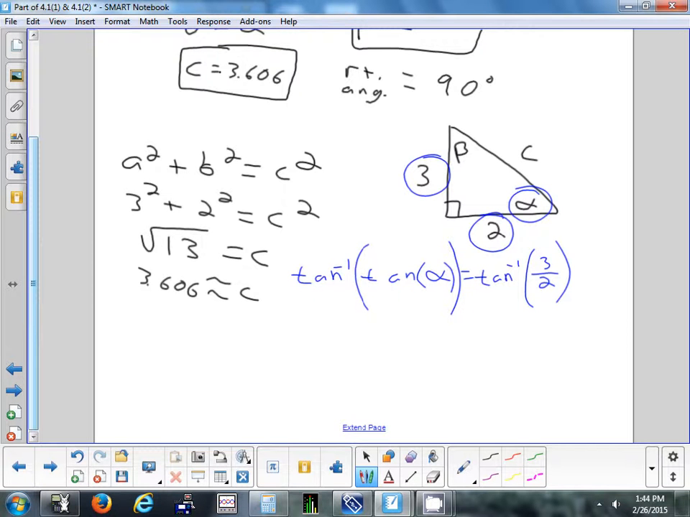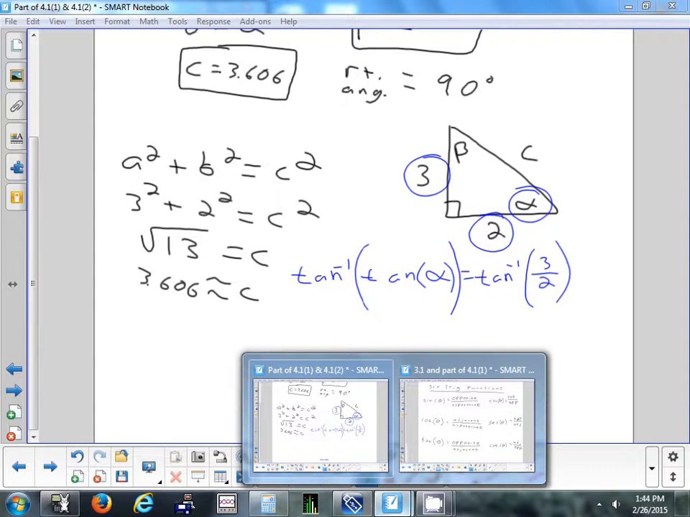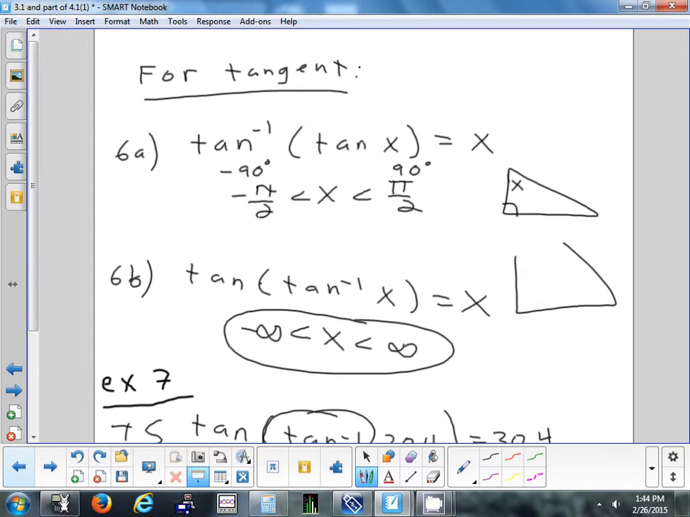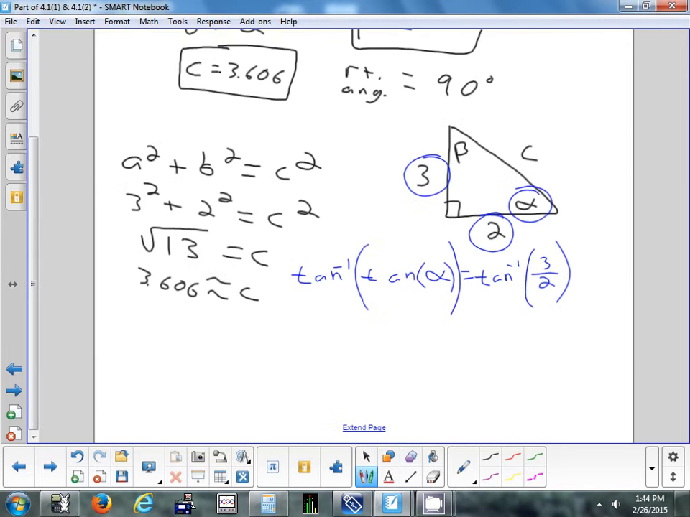Okay. Look at that left-hand side. Inverse tangent of tangent and then an angle. Does that look familiar at all? Yeah. We did that yesterday. Inverse tangent of tangent. We basically said these things cancel out. And the answer is going to be by itself on the left-hand side. So we get alpha equals inverse tangent of 3/2.